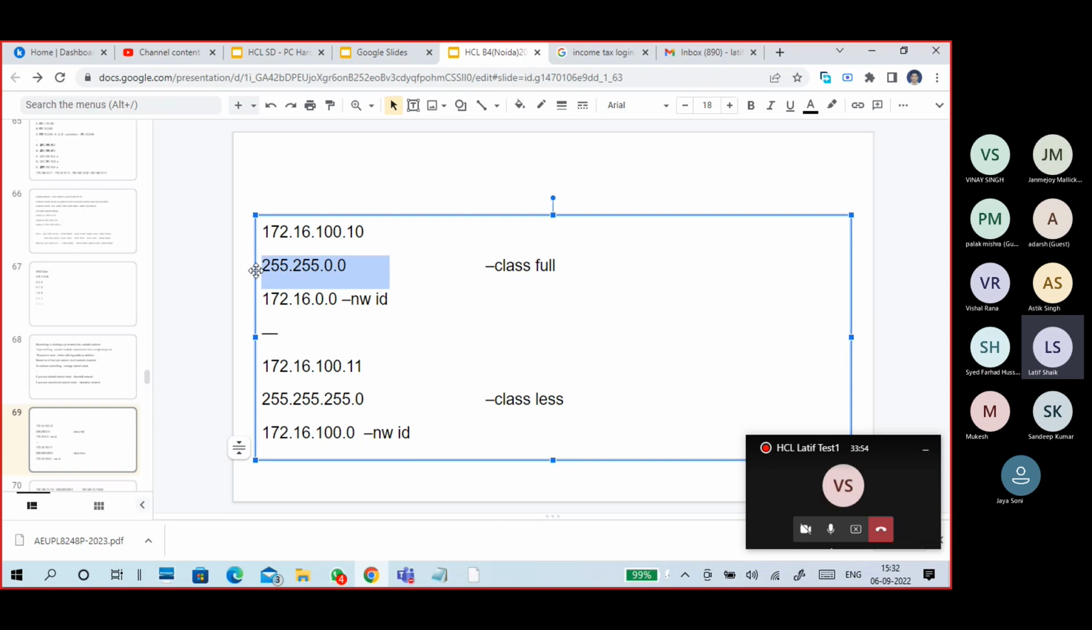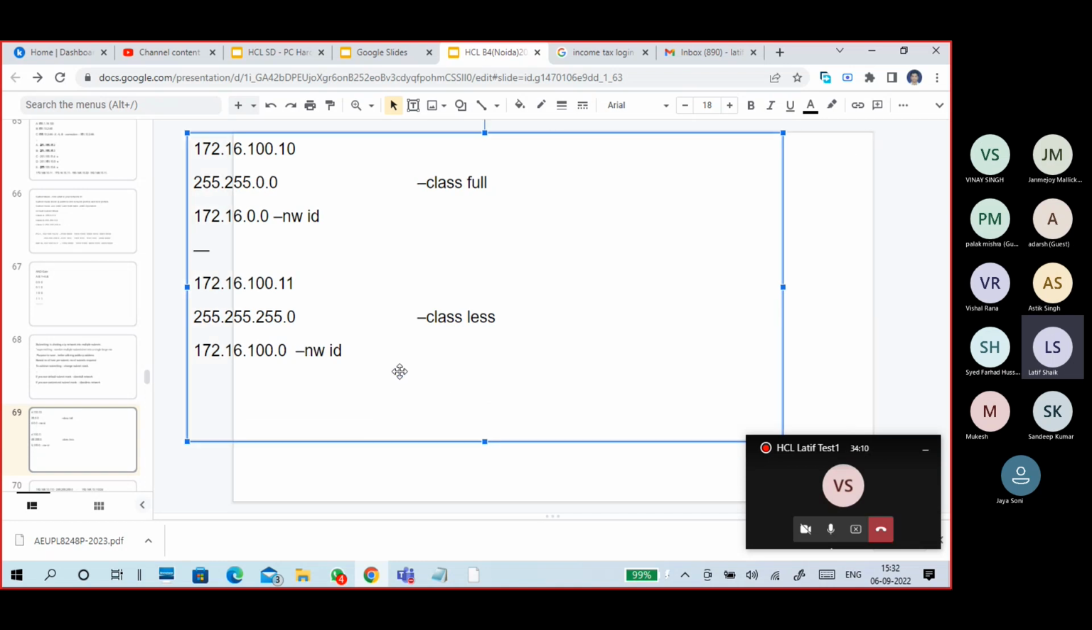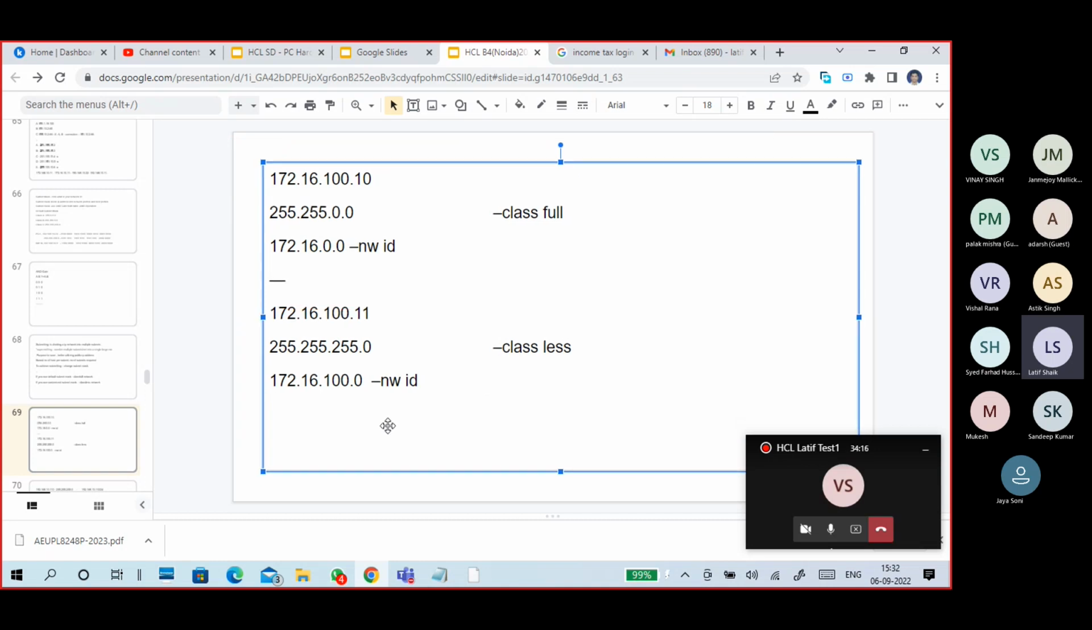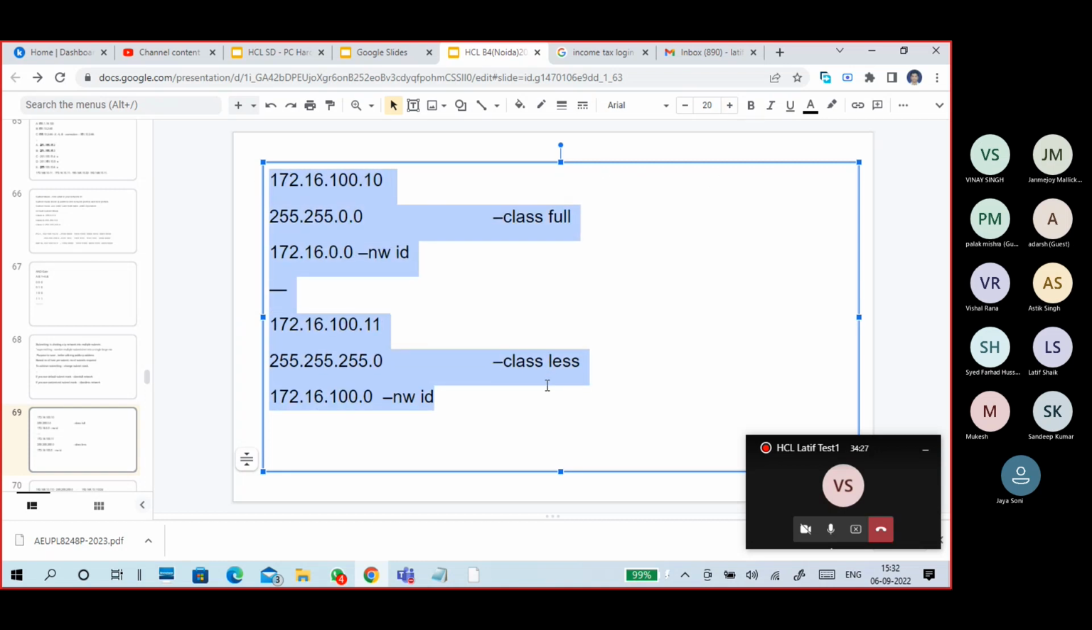If you are using a class with the default subnet mask, this IP address we call classful. If you change the subnet mask and use a different subnet mask than the default one, that type of network we call classless.